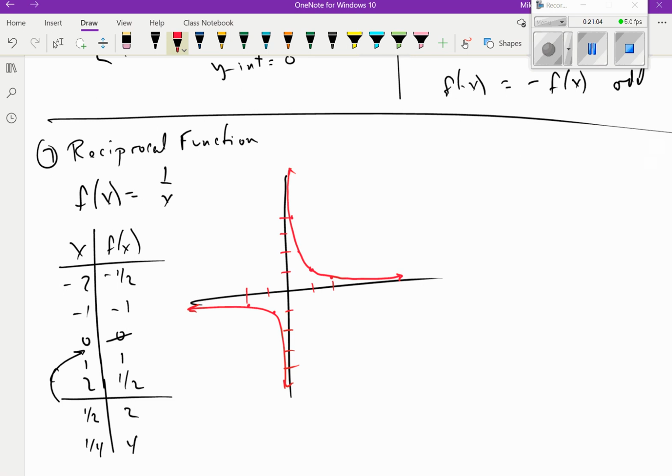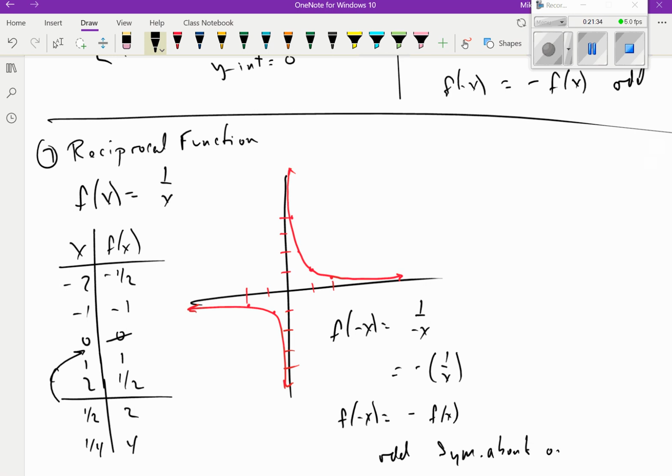So on this one, let's see. As we take a look at what we end up with, on number 7, what happens if I plug in negative x? I get 1 over negative x, which is the same as the negative of 1 over x. So f of negative x is the negative of f of x. So by definition, this is an odd function. And we have symmetry about the origin on this one.